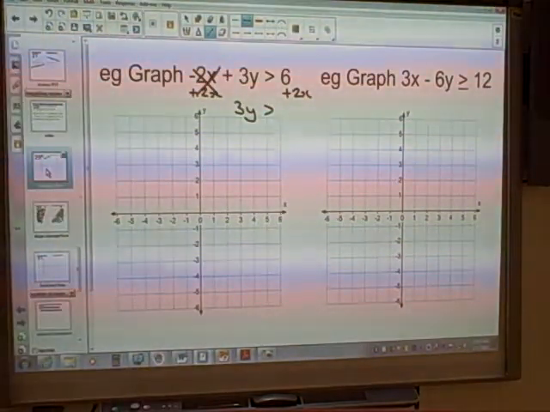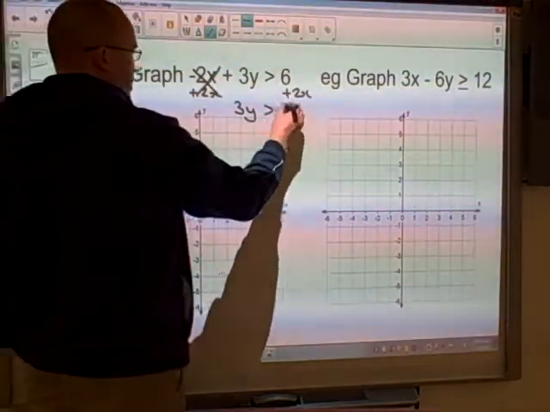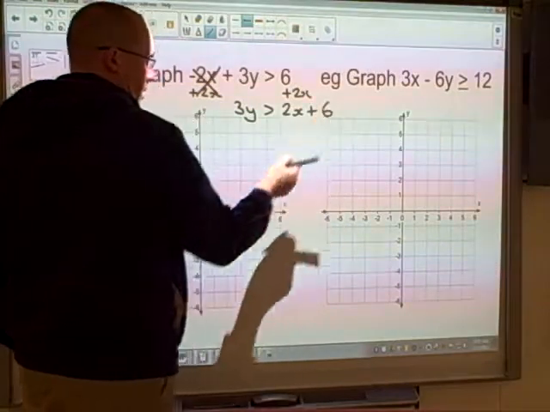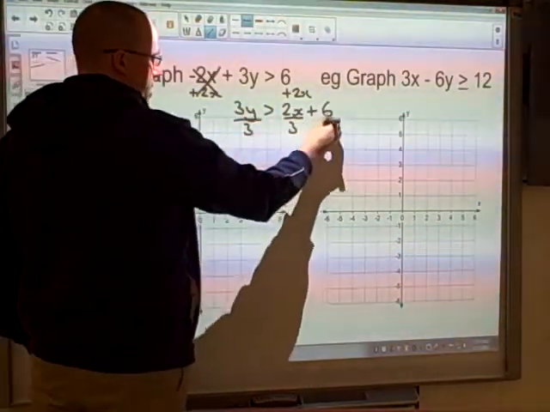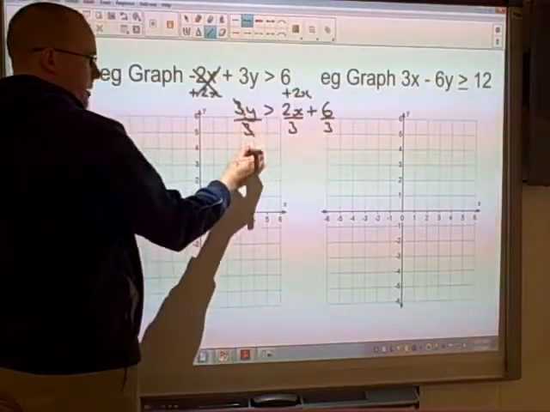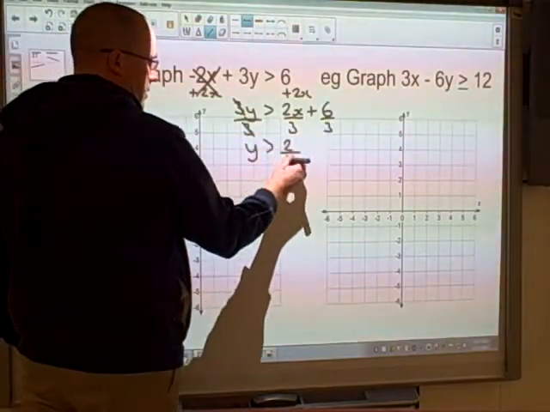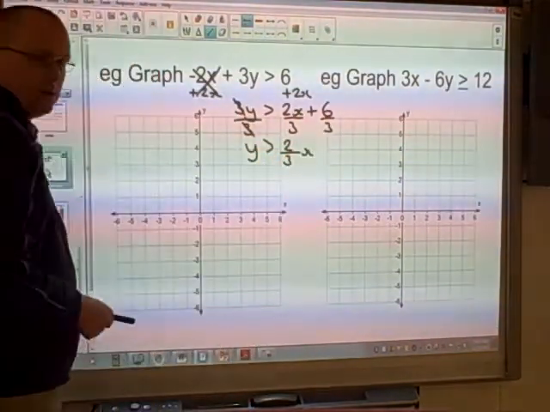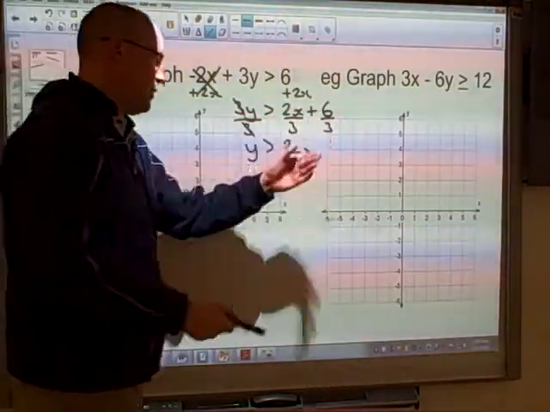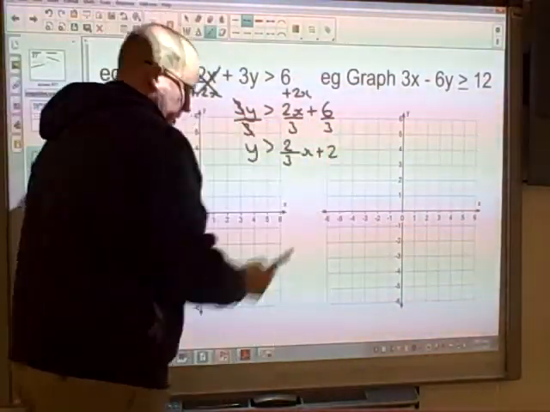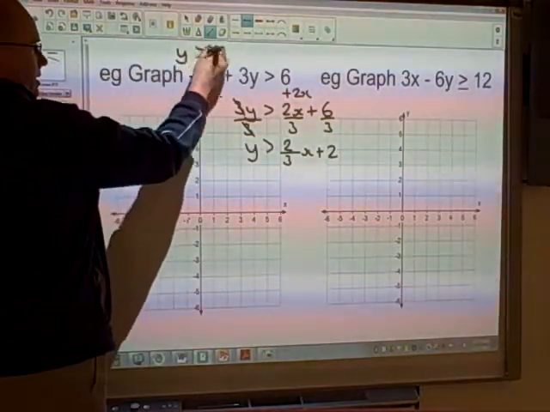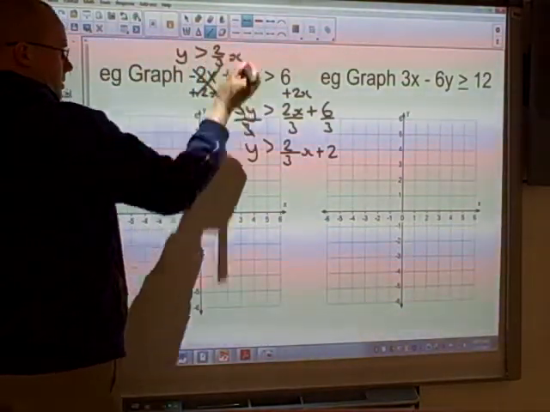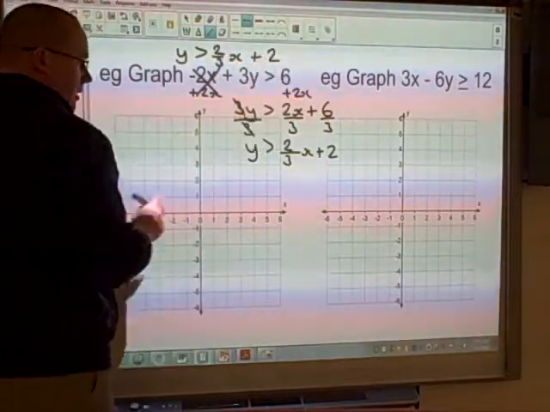Be careful not to put 8 there, those aren't like terms. We can say positive 2x plus 6. And then to get rid of the 3, we're just going to divide both sides by 3. So the 3's cancel, and we end up with y is greater than 2/3 of x. 2/3 doesn't simplify, however 6 over 3 does, that's 2. So actually what our question becomes here is y is greater than 2/3 x plus 2.